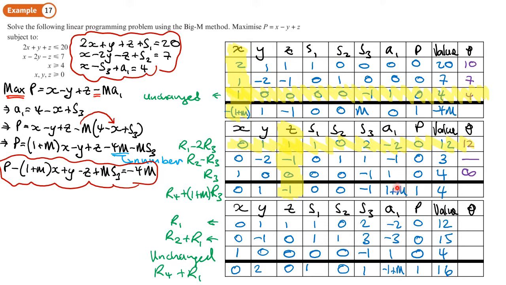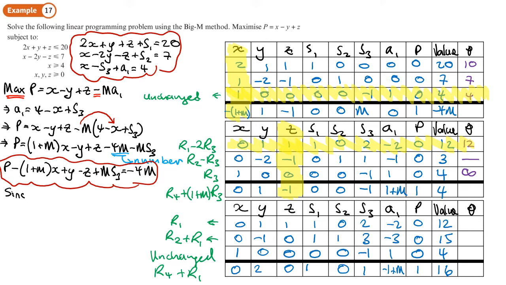Okay, so let's just talk about how we got this one here. So the old row 4 was 1 plus m. Then we're adding row 1, so we're adding negative 2 to this, or taking away 2. So that's why it becomes negative 1 plus m. Now you'll notice there are no negatives in the bottom row. That's a very big number, minus 1, so it's still positive. So we found an optimal solution.